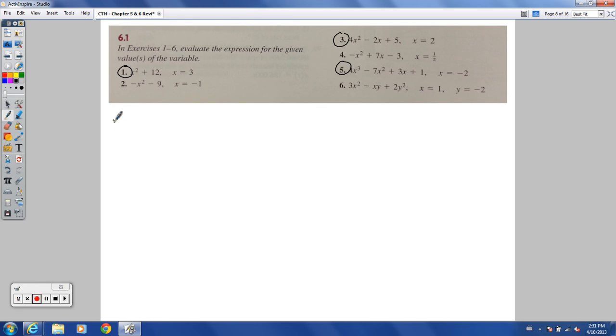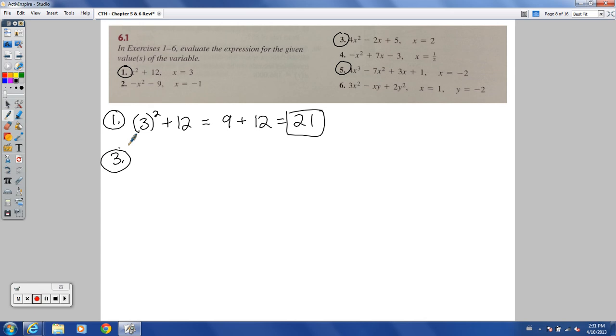Evaluate the expression for the given values of the variable. So we're going to plug in 3 for x in the first one, and just simplify that. This would be 9 plus 12, which would be 21. Final answer for number 1 is 21.